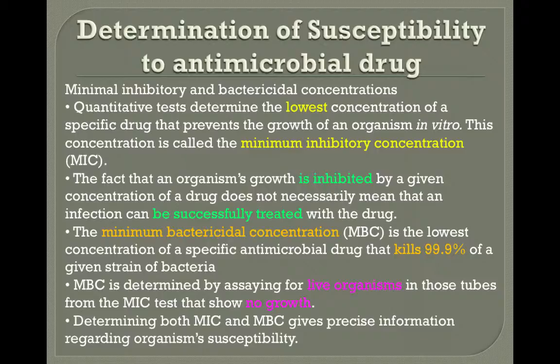Okay. So the minimum bactericidal concentration, the MBC, is determined by assaying for live organisms in those tubes from the MIC test that showed no growth. So you take a tube of bacteria in a broth where you have a known concentration of bacteria, so you know how many cells are there. You do the minimum inhibitory test, and so you've got bacteria that are still present in the broth because they weren't killed, they were just maintained in terms of their population numbers.